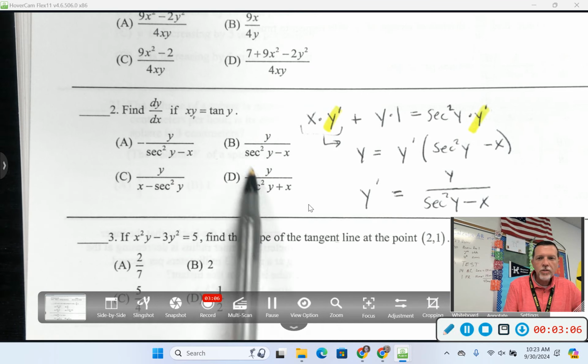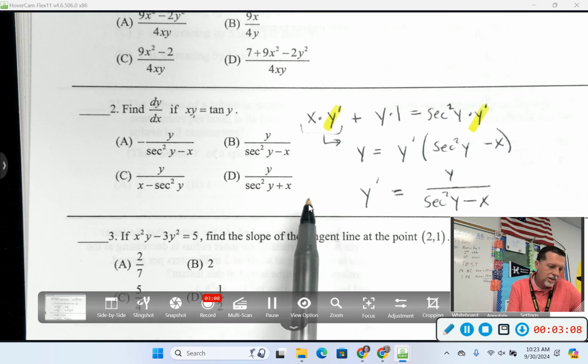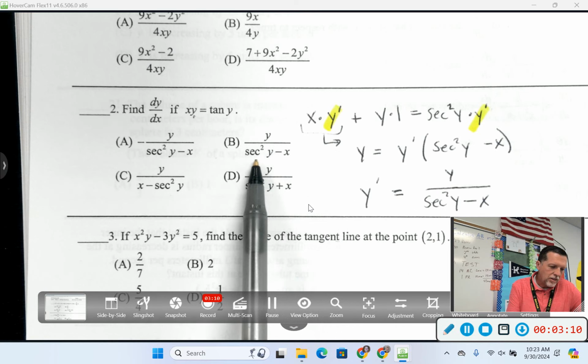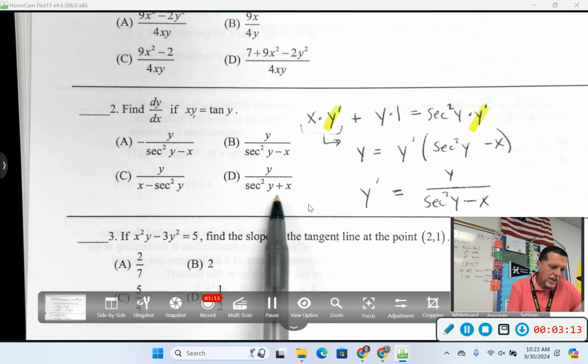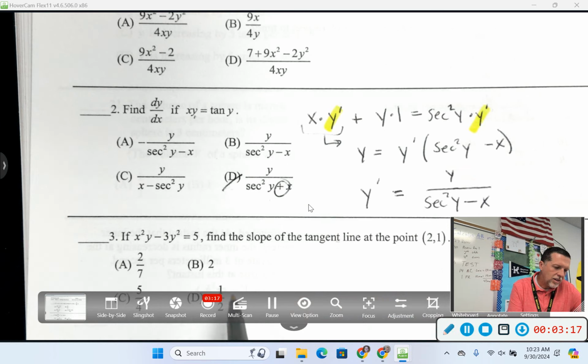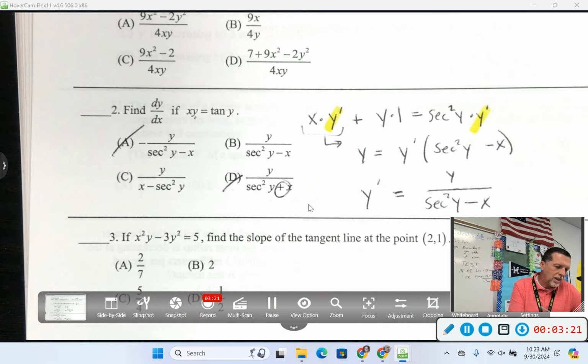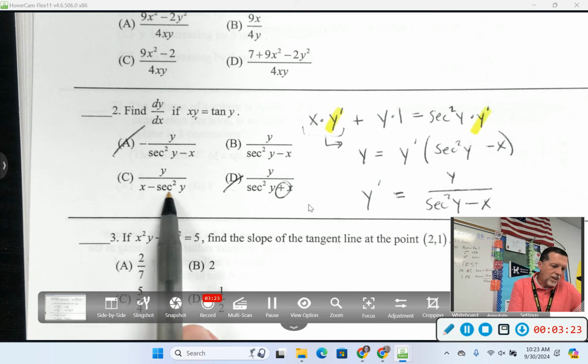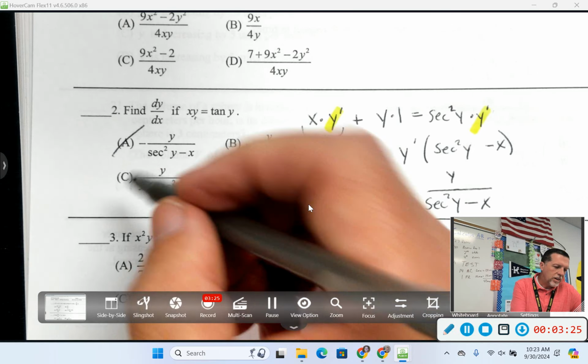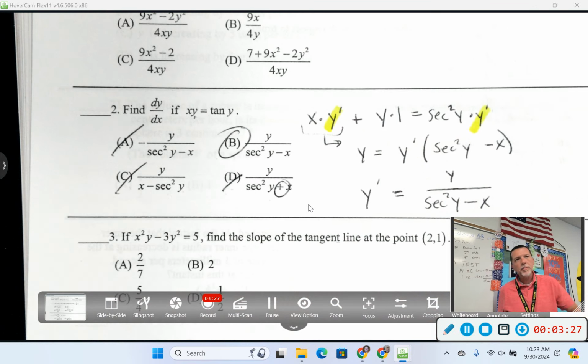Oh goodness, those all look similar. I better be careful here. It looks like B. D has a plus sign, that's out. A has a negative sign out front, so that wouldn't be right. And C switches the order, so that wouldn't be right. So yes, it's B.